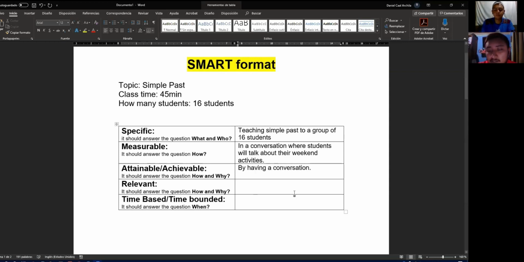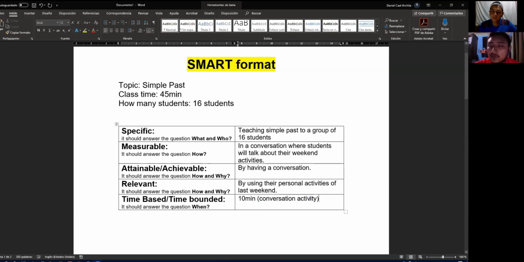Now, the next stage, which is relevant, we need to make these relevant for our students, and we are doing it already by using their activities from the last weekend. Now, in the time bounded, as we have 45 minutes, I believe 10 minutes for doing this activity of conversation would be enough, at least to make them do this conversation 3 or 4 times with different classmates. So I believe a 10 minutes conversation activity will be good enough, at least for this time, to create this objective.